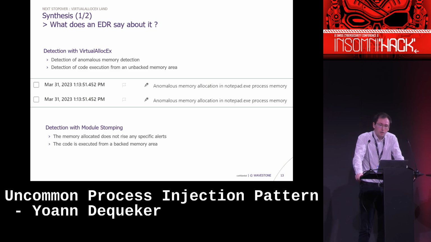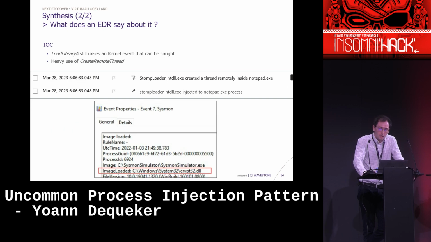Just by using LoadLibrary instead of VirtualAlloc, we are able to bypass some specific events related to process injection. But this technique is not bulletproof. We are trading one IOC for another, because the LoadLibraryA function is still raising some events. These events can be caught, and when caught, the security solution can raise additional detections. So, for example, with Microsoft Defender for Endpoint, we have a specific event related to the use of CreateRemoteThread that is caught and leads to the detection of the process injection attempt.